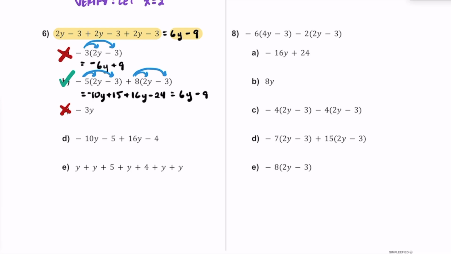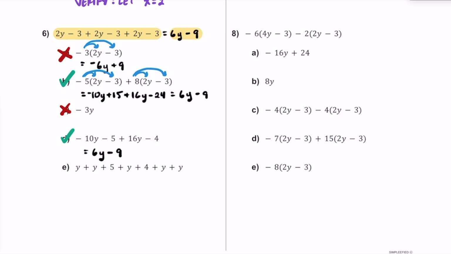All right, D is kind of nice because we don't have any distributions. So negative 10y plus 16y is going to be 6y. And then this negative 5 minus 4 is the same thing as negative 5 plus negative 4, which is going to be negative 9. So you can see here this is also equivalent to this 6y minus 9. So that one also works.